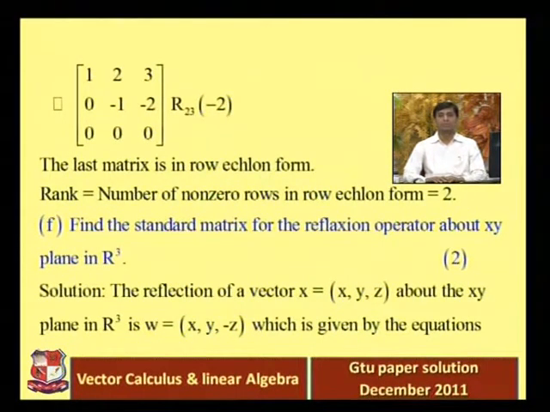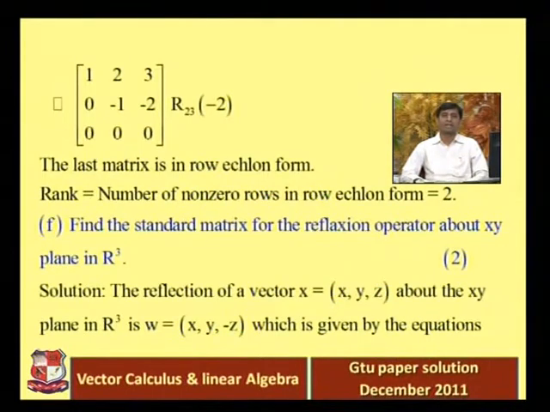Now find the standard matrix. Next, question number 1F. We have completed question number 1, A, B, C, D, E, 5 questions. In question number 1 there are 7 questions. We already completed 5 questions, and this is the 6th. Question number 1F is also asked for 2 marks, that I already told you.